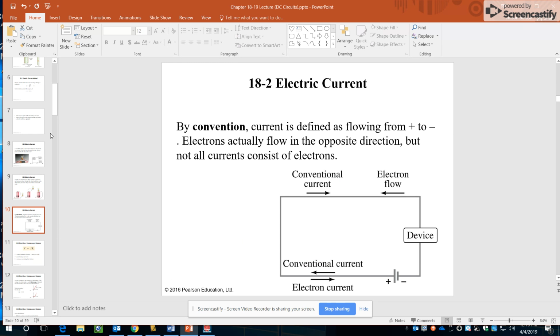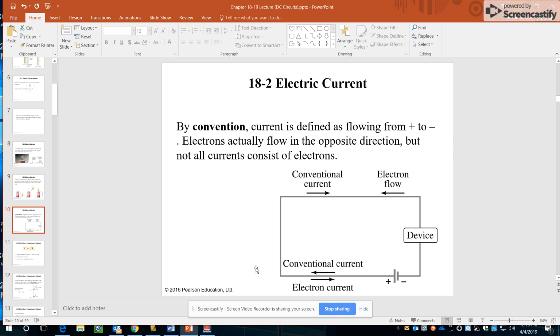By convention, current is defined as flowing from positive to negative terminals of a battery. The electrons are actually flowing in the opposite direction. Electrons are negative, and so they flow from the negative terminal of the battery to the positive. This is just a holdover from the Benjamin Franklin era and confusion about what particles were actually charged and what particles were actually moving in current.